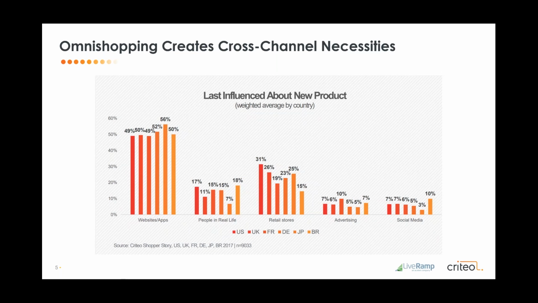You can see here on this slide a lot of data points. But the interesting point here is that you've really got to be where the shopper is at each piece of the journey. That could be websites and apps, but it could also be people in real life. It could also be your retail stores. It could also be other advertising or social media. And I'll point out that each one of these slightly different colored bars indicates a different country. So while most of you on this call may be from the US or the European Union, I'll point out that these results are fairly consistent across all our major markets, from the US to the UK, FR, DE, JP, even Brazil.